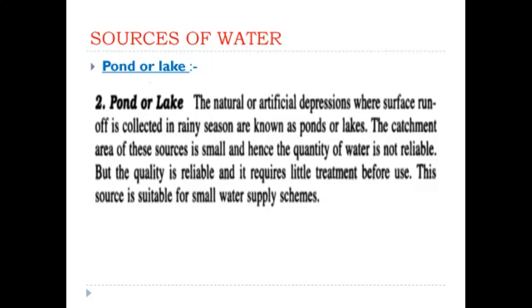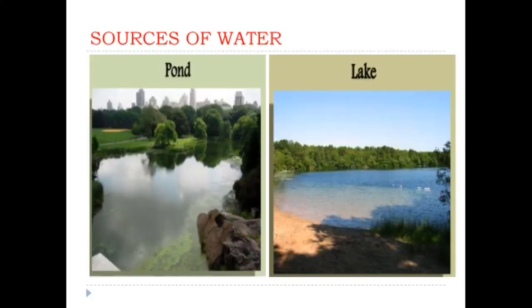Because of the small catchment area, a huge amount of water is not available. That's why we use them for small-scale water supply schemes. Next, some images of ponds and lakes. In the image, the water amount is less, not enough for a huge population.